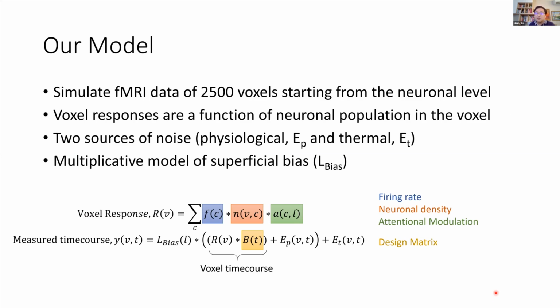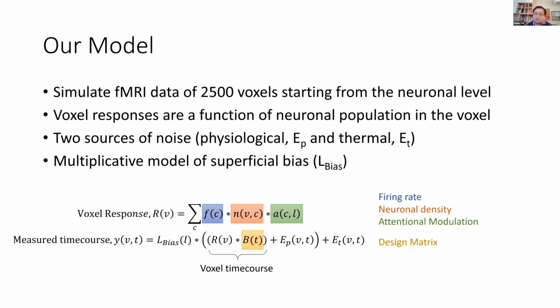Okay, so for our computational model, we decided to use the multiplicative model of superficial bias. We simulated a time course of 2,500 voxels, which is roughly the size of the ROI in our real data, and we started from a neural level. The voxel response for each stimulus is obtained by taking the product of the firing rate, the neural density, and the attentional modulation. The firing rate is simply 1 when the stimulus is present and 0 when absent, while the neural density for each voxel is randomly sampled from a half normal distribution.